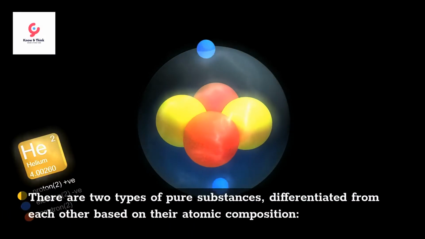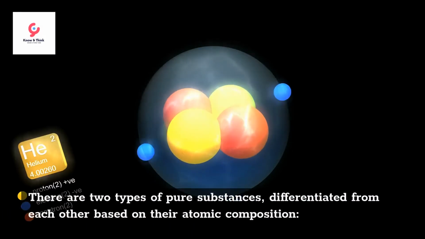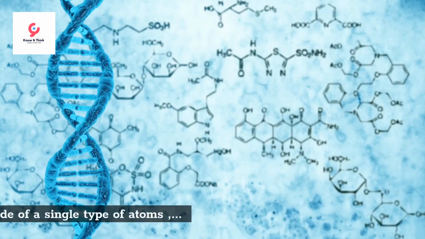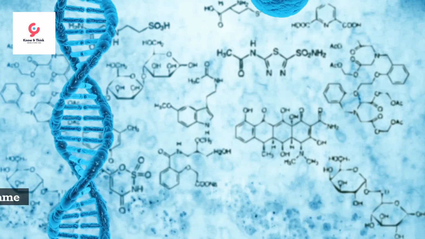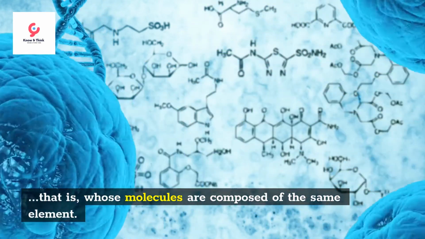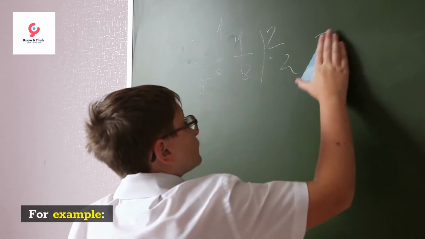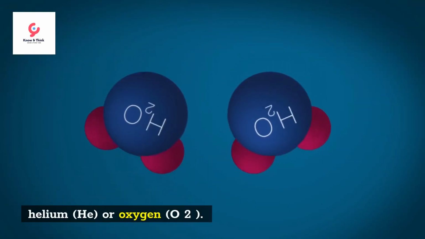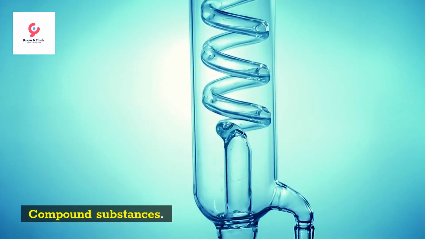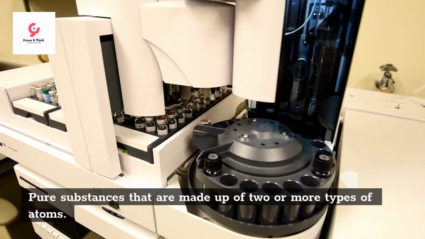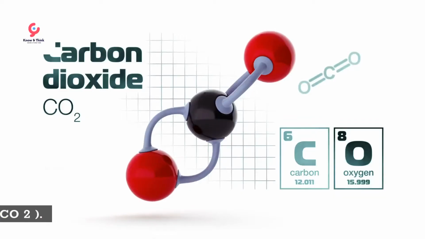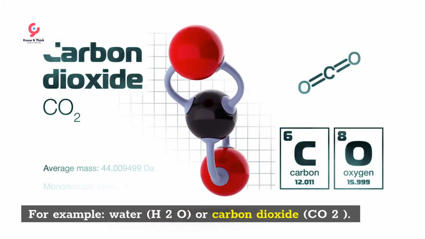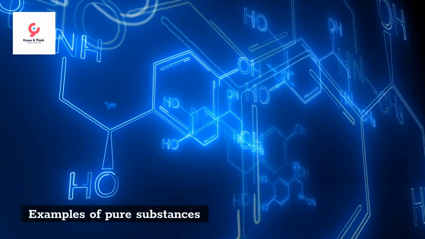Types of pure substances. There are two types of pure substances, differentiated from each other based on their atomic composition. Simple substances: pure substances that are made of a single type of atoms, that is, whose molecules are composed of the same element. For example, helium, He, or oxygen, O2. Compound substances: pure substances that are made up of two or more types of atoms. For example, water, H2O, or carbon dioxide, CO2.